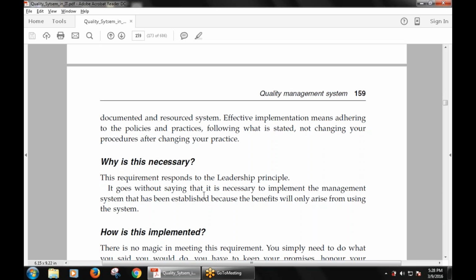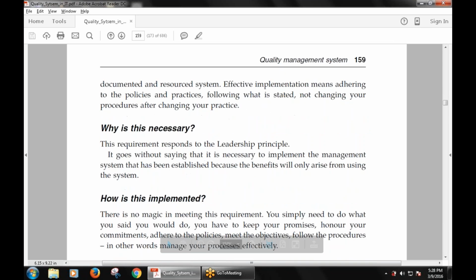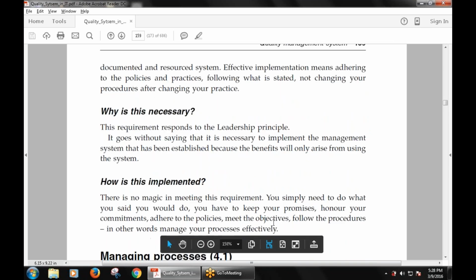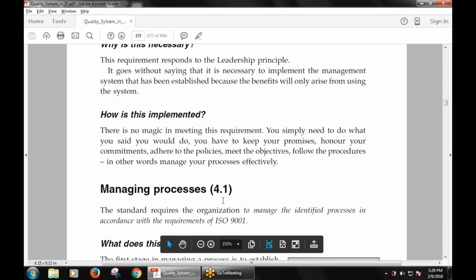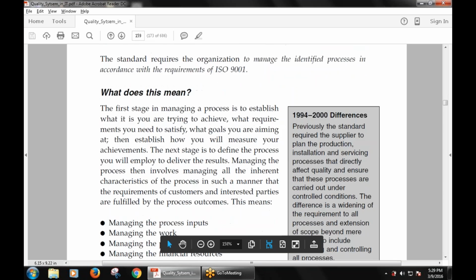Now, how is it implemented? There is no magic in meeting the requirements. You simply need to keep your promises, honor your commitments, adhere to the policies, meet the objectives, and follow the procedures. Next is managing the processes: to manage the identified processes in accordance with ISO 9001.